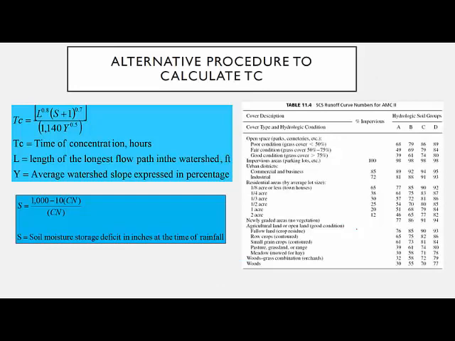So what we have is this equation that has the time of concentration equal to L, and L is the longest flow path in the watershed. And the units are super important here because the time of concentration is in hours, the length of the watershed is in feet, and then the average slope is expressed in percentage. Okay, so that's important. Then you have to calculate S, and the way to calculate S is by using what we call the curve number.